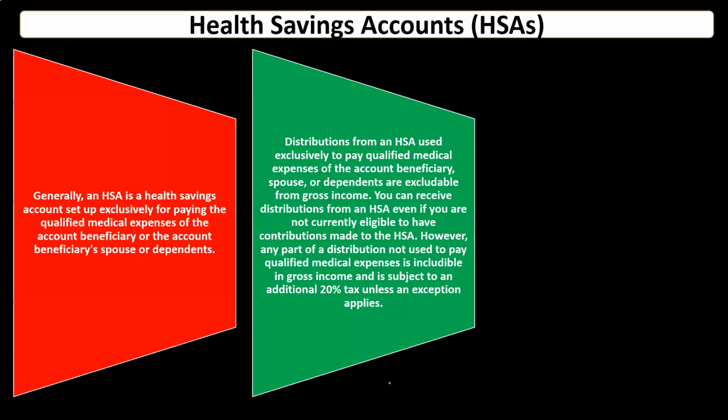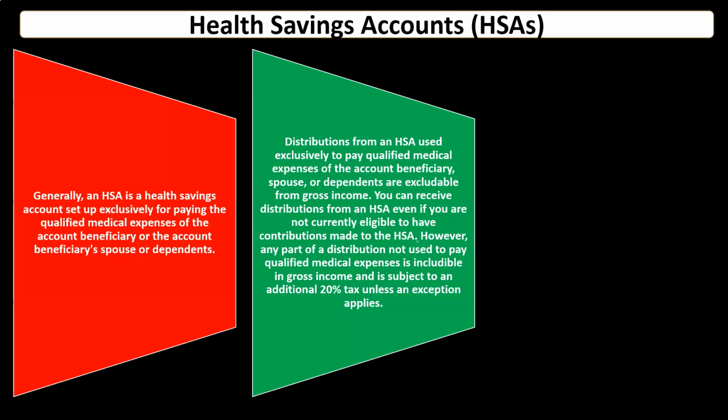So you can receive distributions from an HSA even if you are not currently eligible to have contributions made to the HSA. In other words, you might put money into the HSA and be qualified to do so, and later on you're not qualified, possibly because you no longer have a high deductible plan. Maybe you have another type of insurance plan that's not a high deductible plan, but you can still spend the money as long as you spend it in accordance with the rules of the HSA, even though you can't put any more money in because you no longer have the high deductible plan.